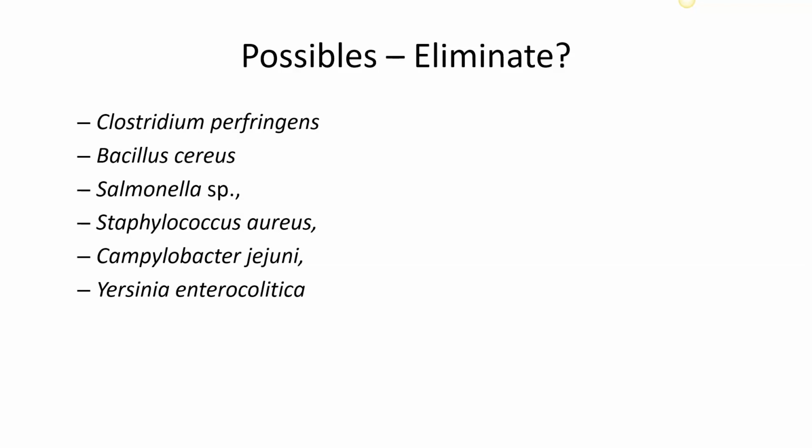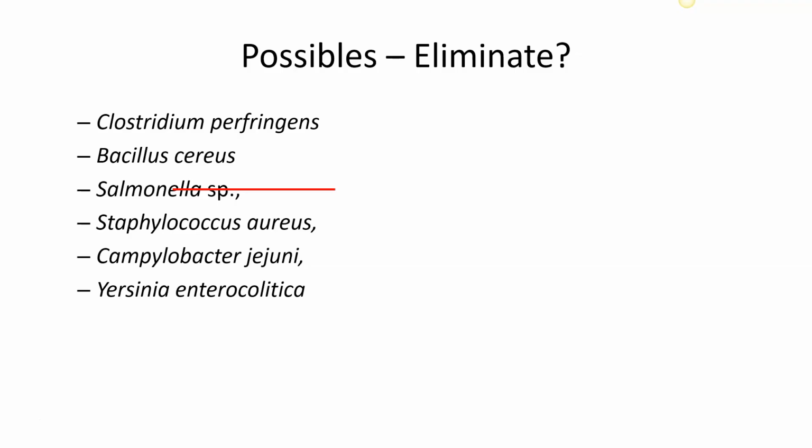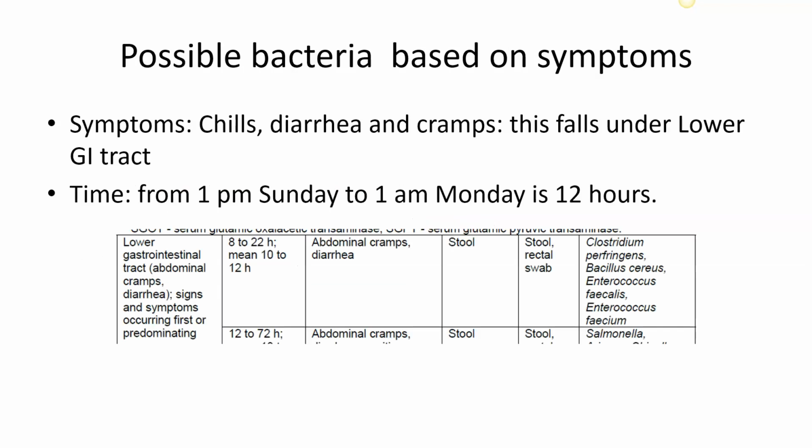The next thing we want to do is think about which of these we can eliminate. We can drop out Salmonella because it's gram-negative. We can drop out Staph aureus because it's not a bacillus. Remember, we said it was a gram-positive spore-forming bacillus. We can drop out Yersinia enterocolitica because it's gram-negative. That kind of leaves us with 3. I'm not real sure what Campylobacter jejuni is, but the other 2 are spore-forming bacilli. That much I do know. We then look at possible bacteria based on symptoms.